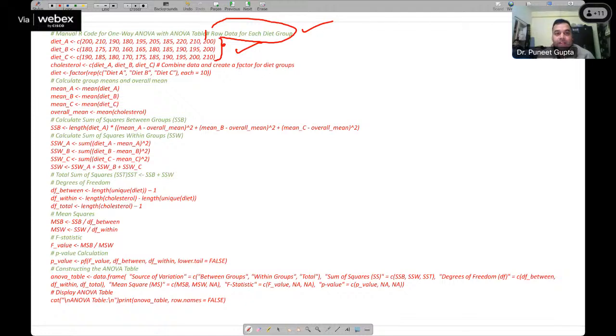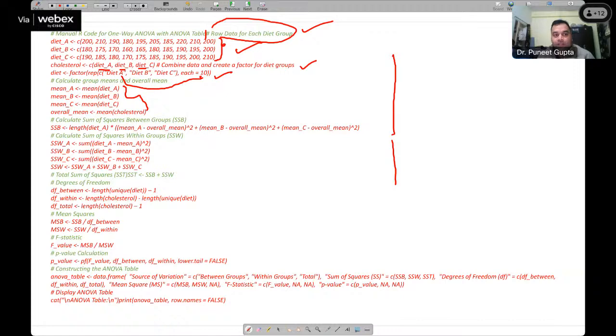Then I have created cholesterol, where I have defined three diets. I have basically combined all three diets in the cholesterol variable, and then I have created their data frame, right, by replicating each diet 10 times. So basically 10 times it will be written diet A, diet A, diet A, and accordingly their values will be associated with these diet A labels. Okay, so basically it is diet A repeated 10 times. I will show you in the R code.